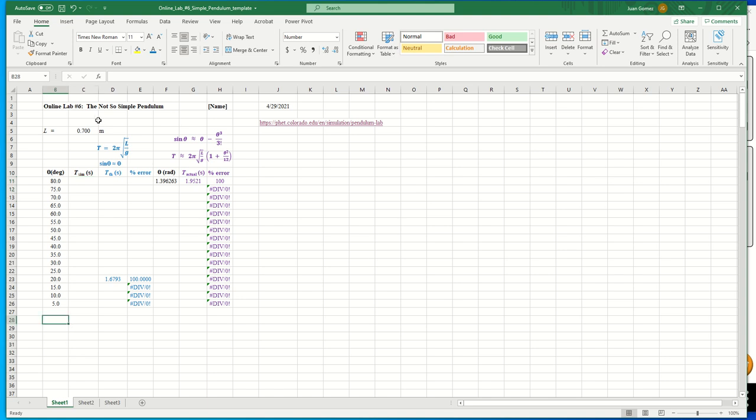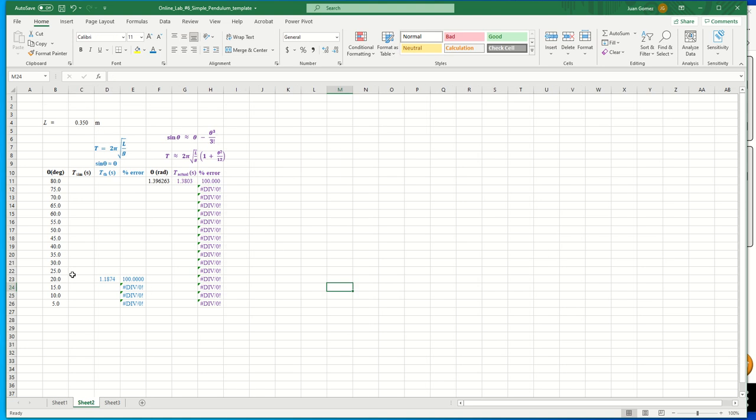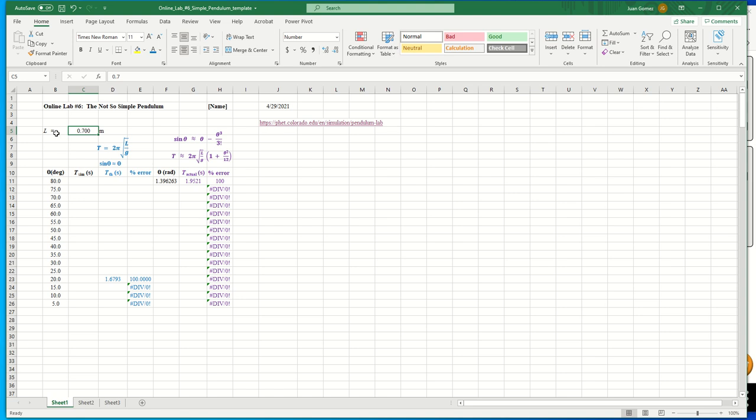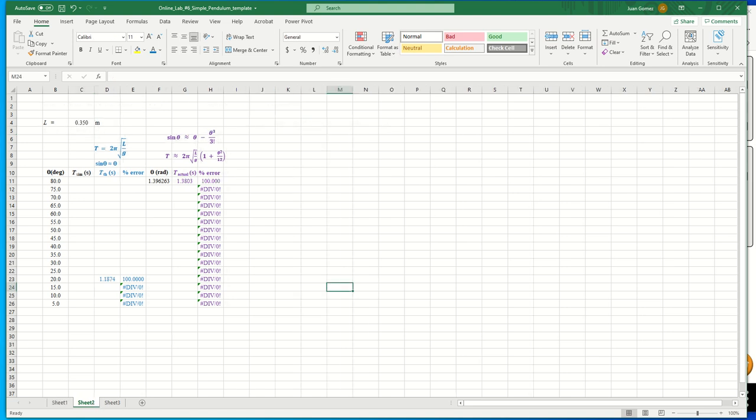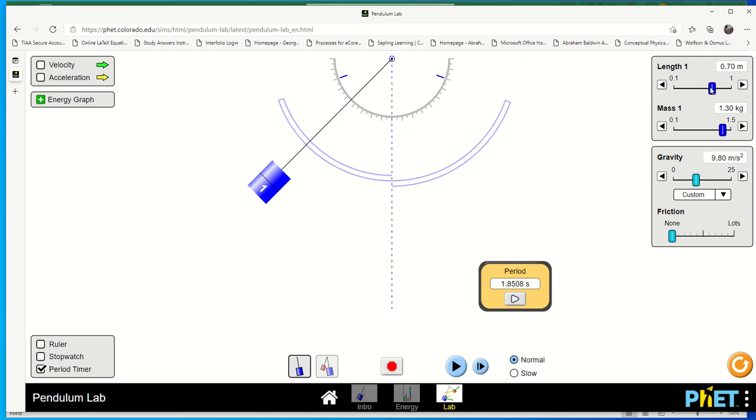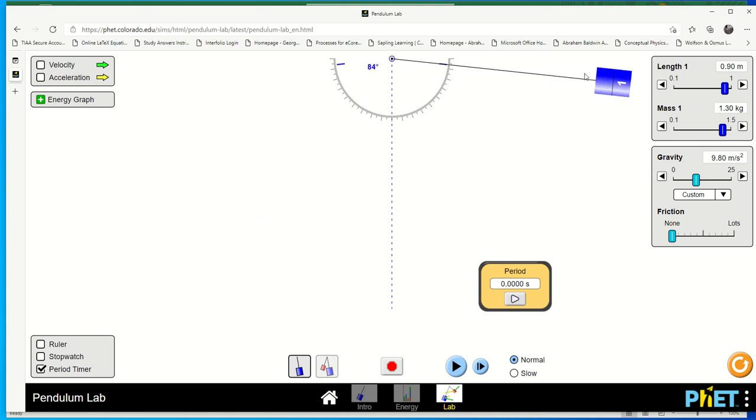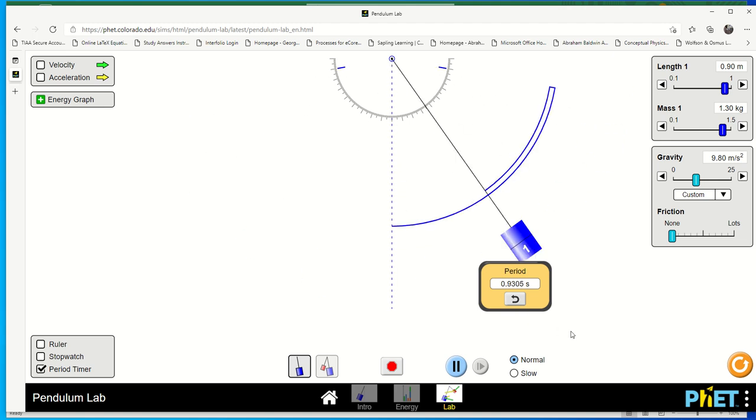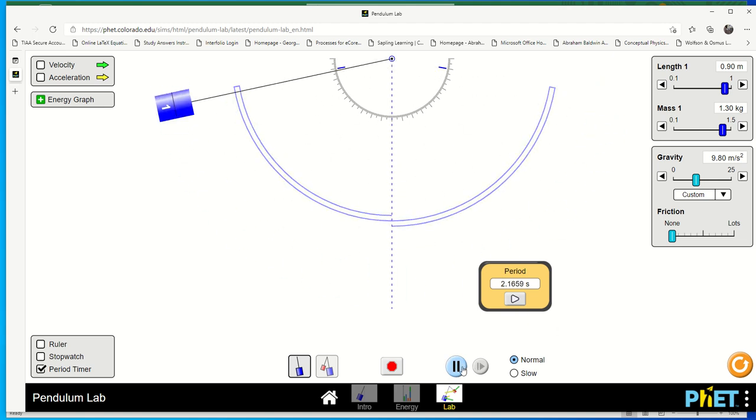And again, if you want to use 0.7 for your length and then 0.35, that's fine. Like I said, for sheet 1, your length should be at least 0.5 meters. Then for sheet 2, just cut the length in half. So if you're using 0.9 meters for trial 1, you're starting at 80. Play. You have to start the period timer. And there we go, it automatically stops. So for a length of 0.9 meters and an initial angle of 80 degrees, my period was 2.1659 seconds.